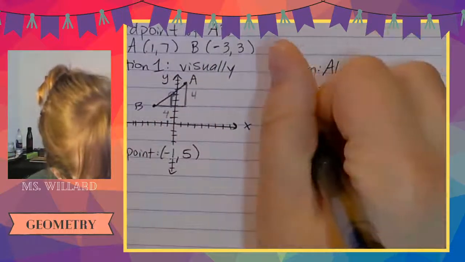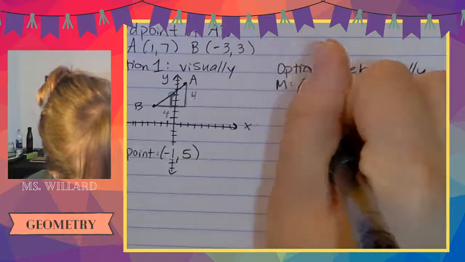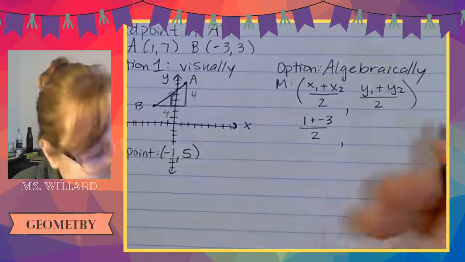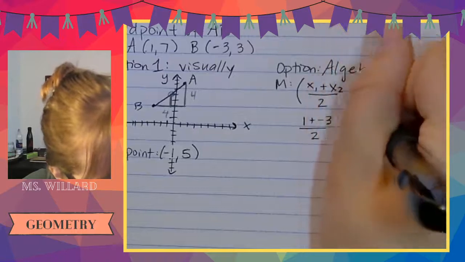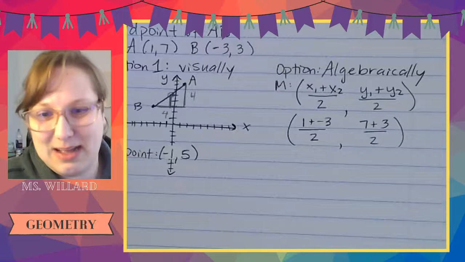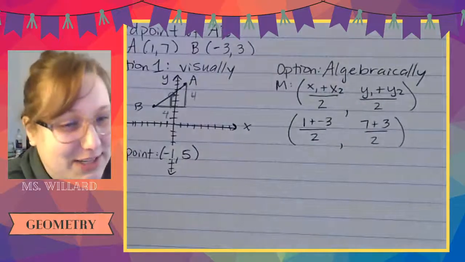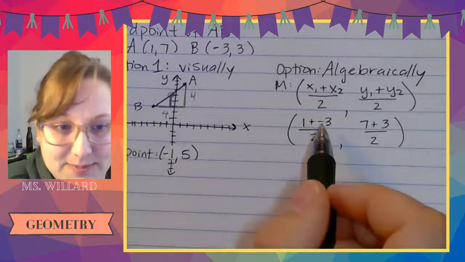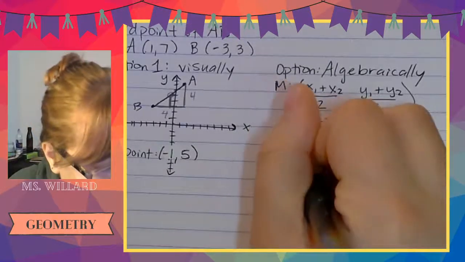So I would identify that the x's are 1 and negative 3. So I would go 1 plus negative 3, divide by 2. And then I would do the y's, 7 and 3. 7 plus 3 over 2. And those are in parentheses still. Let me just do that math really quick. I'm going to do it a little bit faster than I should. But if I do 1 plus negative 3, that's negative 2. Divide that by 2, that's negative 1.